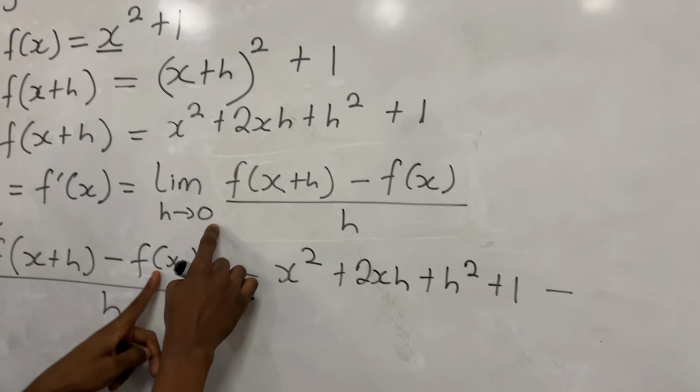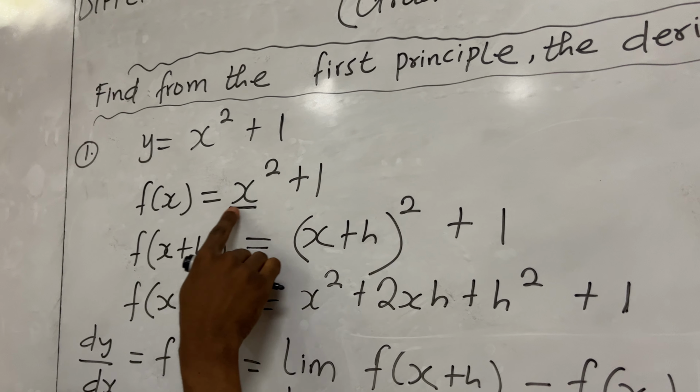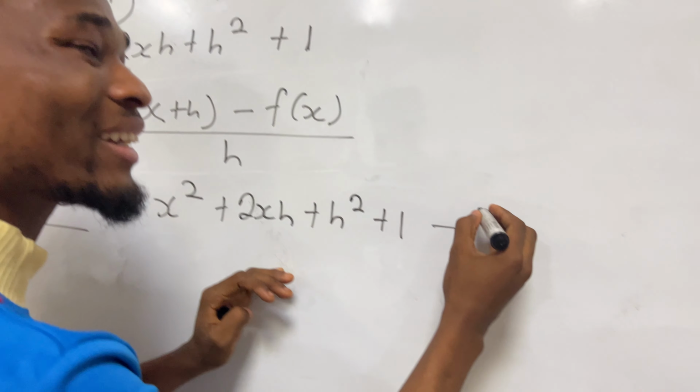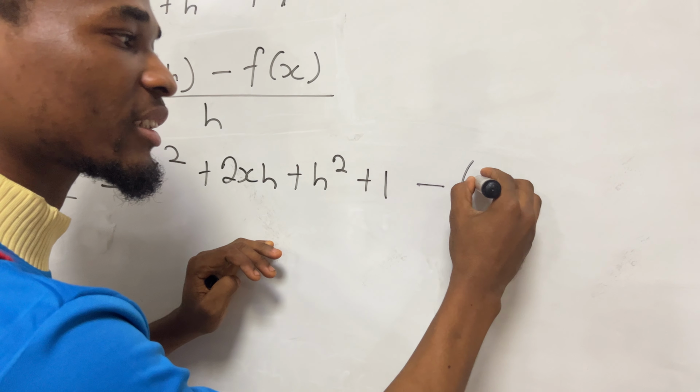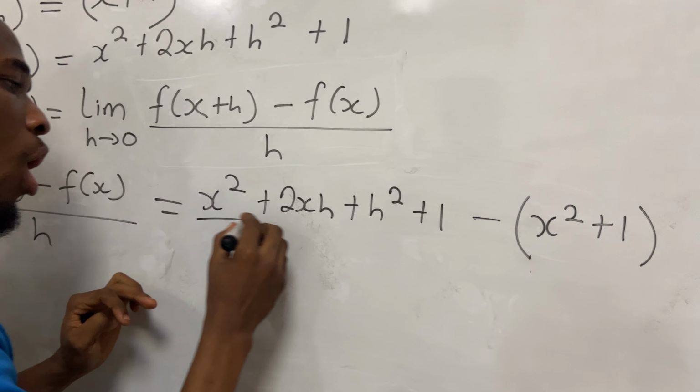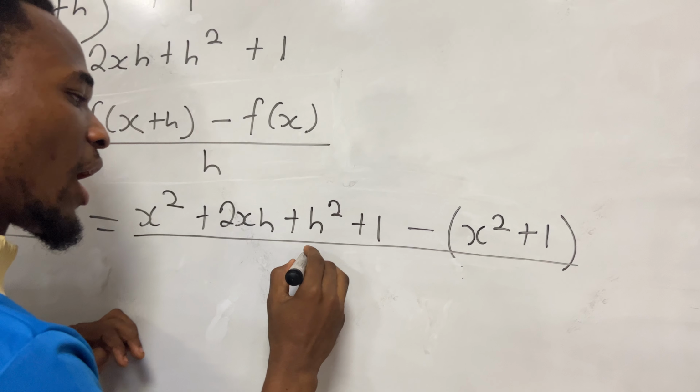Where is my f of x? My f of x from the question is x squared plus 1. So I'll just come here, because it is an expression, I'll put it in brackets: x squared plus 1. Then all divided by my h.